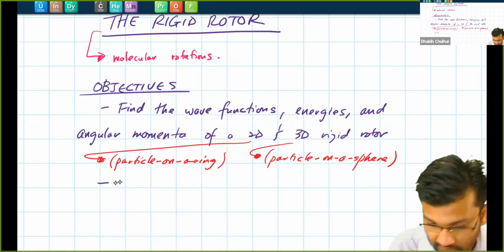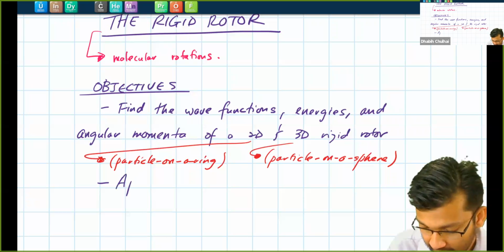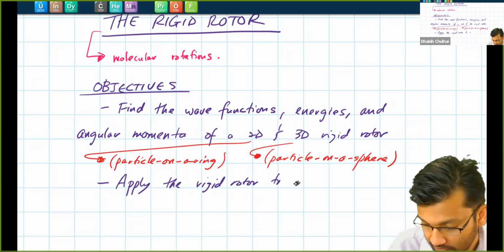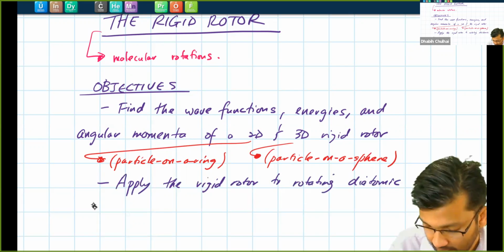The second one would be to apply the rigid rotor to diatomic molecules, to rotating diatomic molecules.